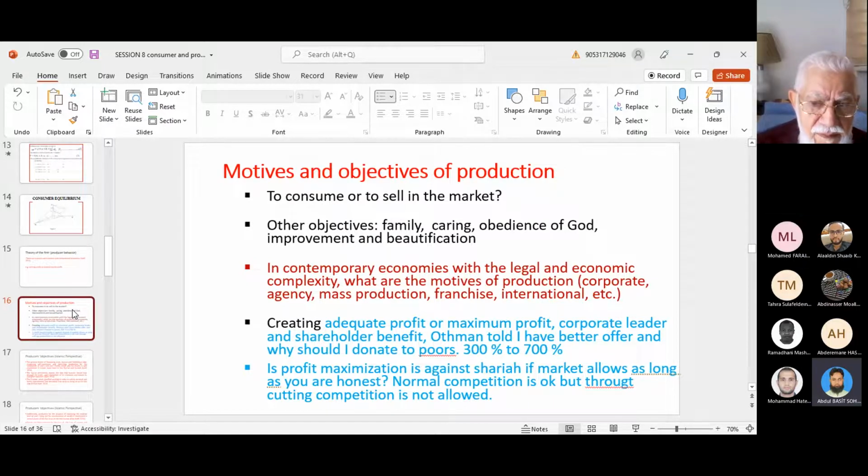Sir, I have a question. Yes. Sir, is it not better to facilitate the poor by reducing to a reasonable price rather than facilitating with the help of zakat?